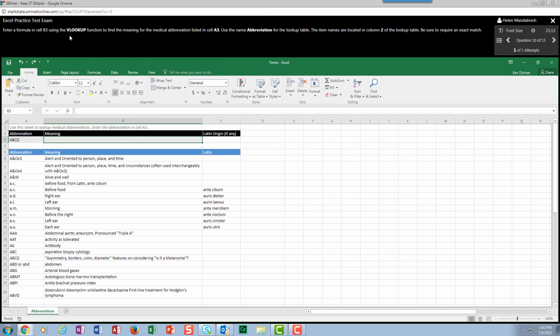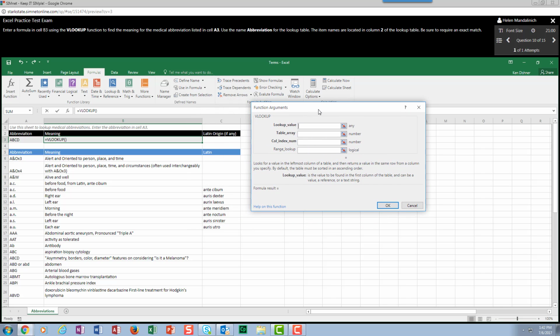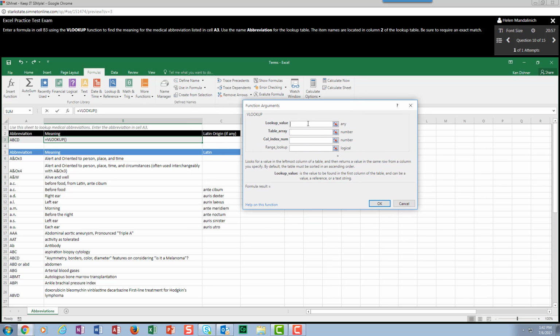So there's a couple things. First of all, this is telling you you need to use the lookup. So in my formula bar, I'm going to go to the lookup and reference group, and I'm going to find VLOOKUP. VLOOKUP and HLOOKUP work the same. It's just one's a vertical and one's a horizontal. But once again, when we look at this function argument, there's three parameters that you need to put in there that are required. You can tell that by the bold. There's one that's optional, and this is the one that tells you whether or not you're doing a range or whether you're doing an exact match. And this says be sure to require an exact match. So we will have to fill that last item in.